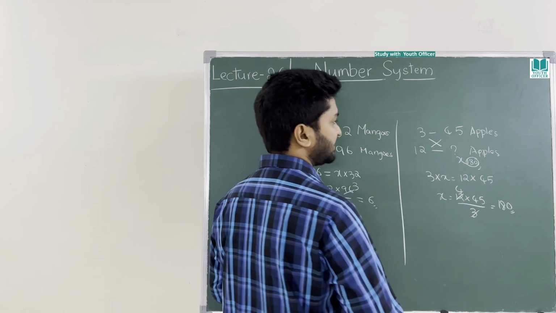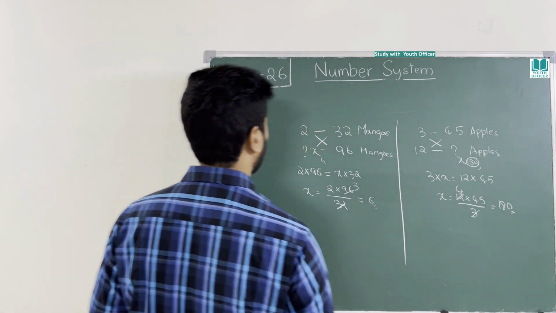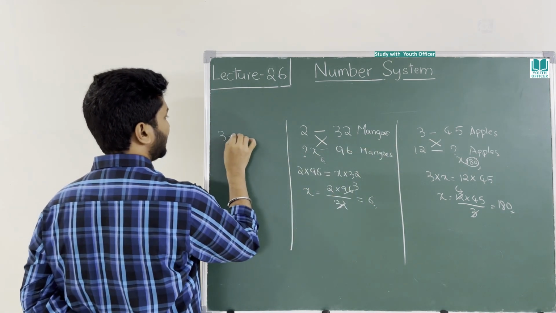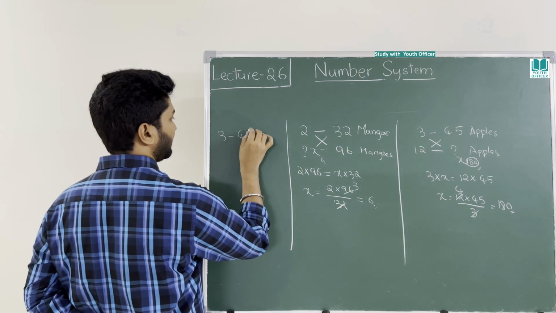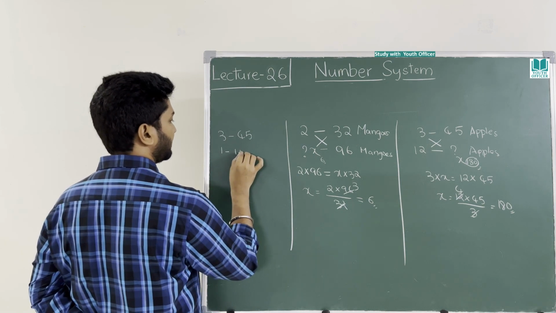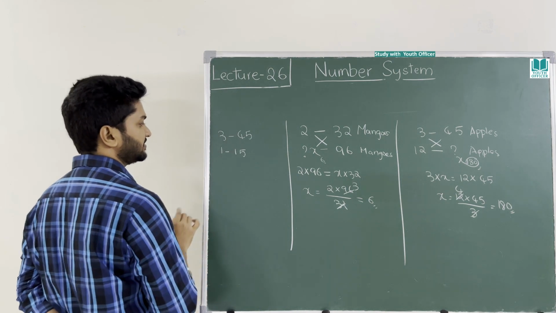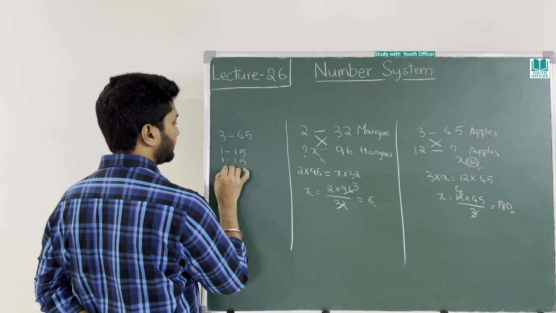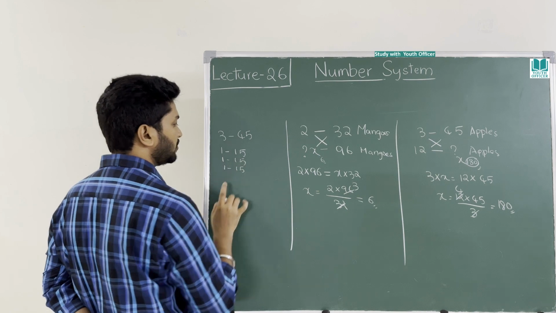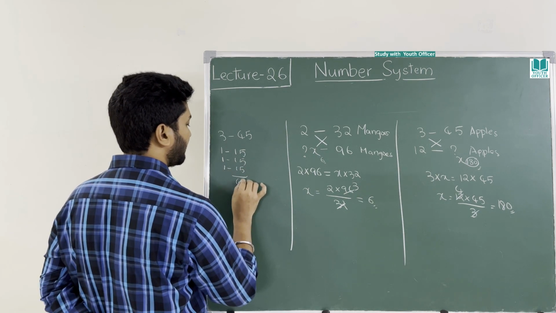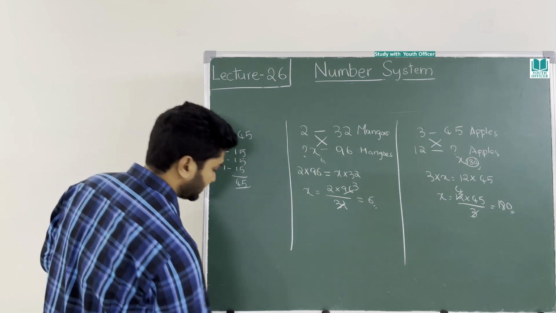How has this x come? I'll show you. Take an example. 3 members will eat how many apples? 45 apples. 1 member will eat how many apples? 15 apples. How do you get this? 1 member 15, second member also 15, third member also 15. I already told you the capacity should be same. If you add 3 of them, 45 apples, right? How do you get that?